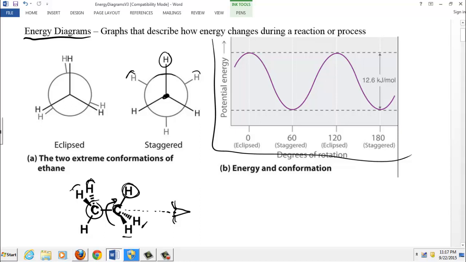But single bonds can rotate, so if we rotate the back hydrogens in this direction, that means we're rotating this carbon about the single bond here, because single bonds allow free rotation. What can happen is the hydrogens can line up and eclipse each other.